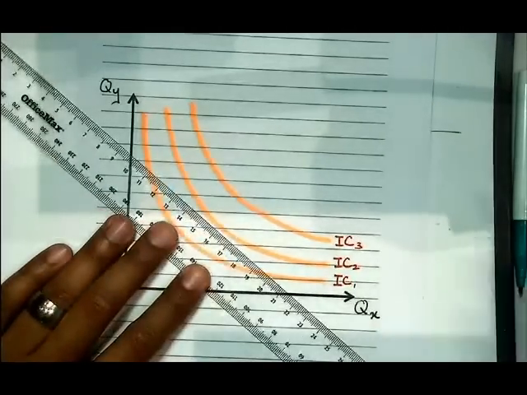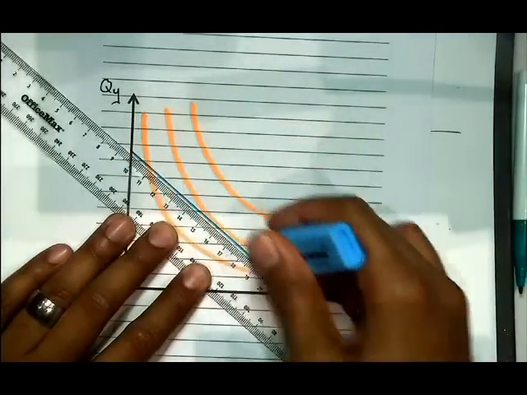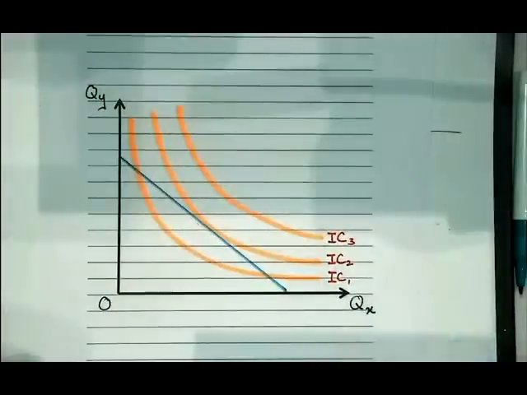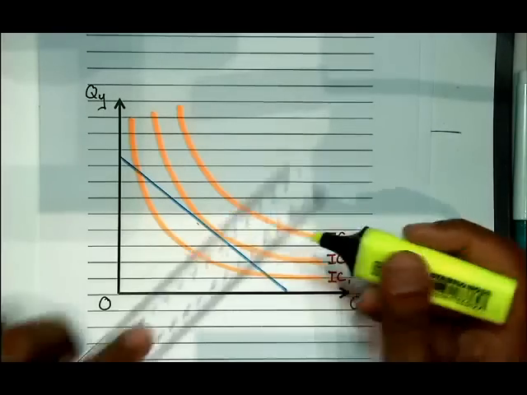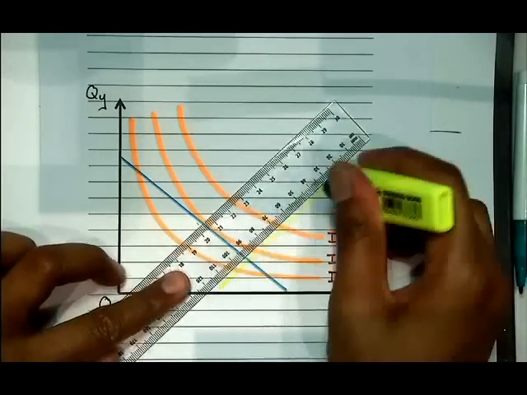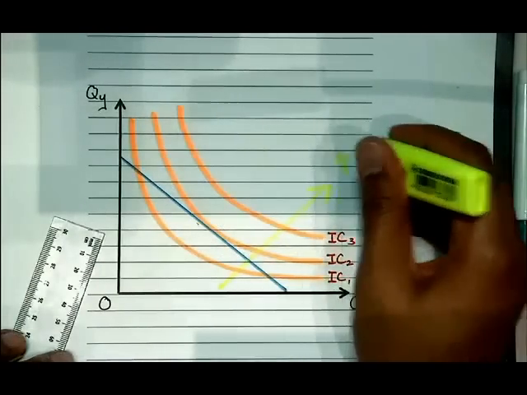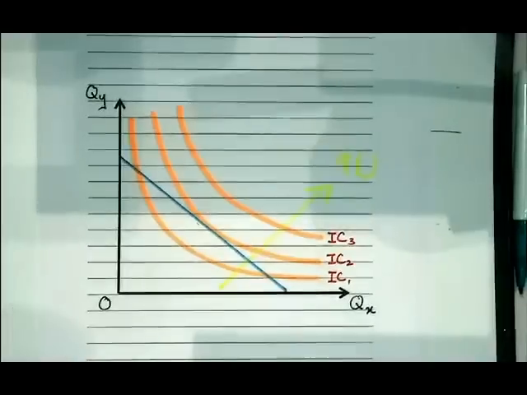And we'll draw a budget line. I would like to go as far away as possible. Agree? Why would I like to go as far away as possible? Because my utility will go up.